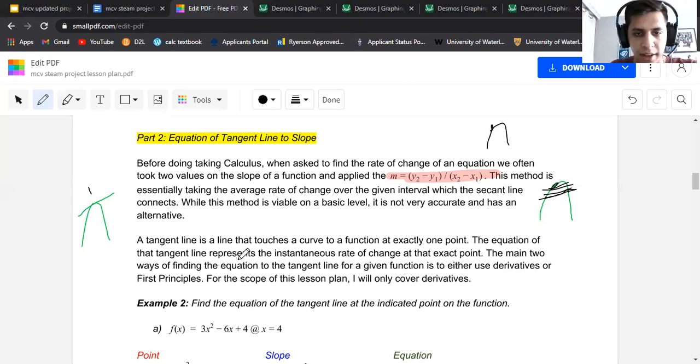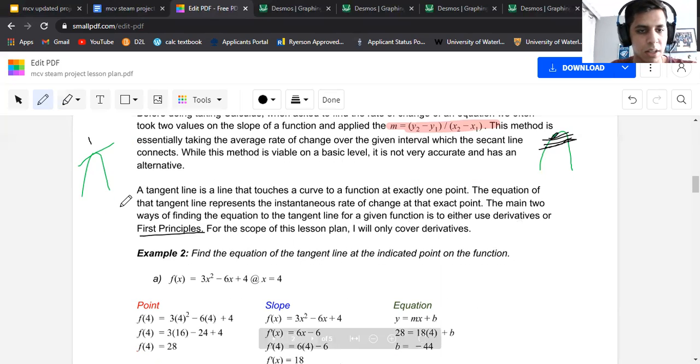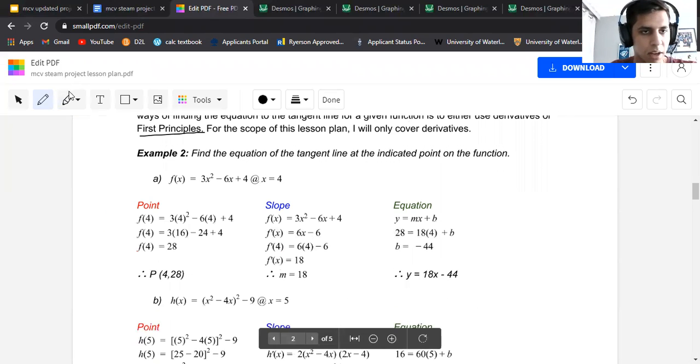The main two ways of finding the equation of the tangent line for a given function is to either use first derivatives, or first principles. First principles is something that we learn in calculus. Honestly, I'm not a big fan of it. It's a lot of steps, a lot of limits, a lot of things that you don't need to worry about when using derivatives. As you see here, I'll be covering derivatives. So let's go through two quick examples.